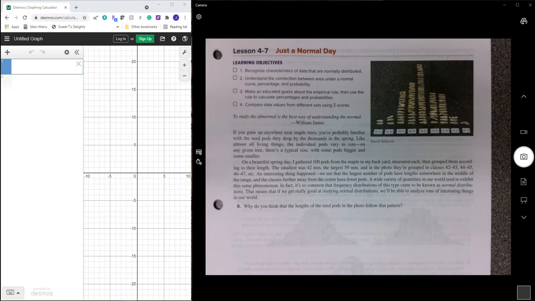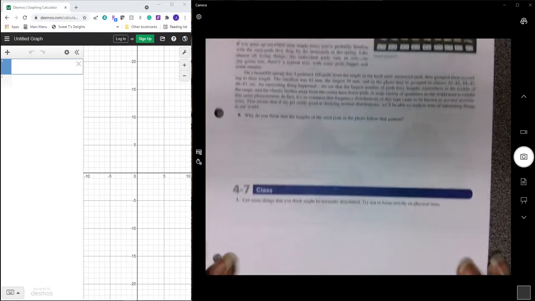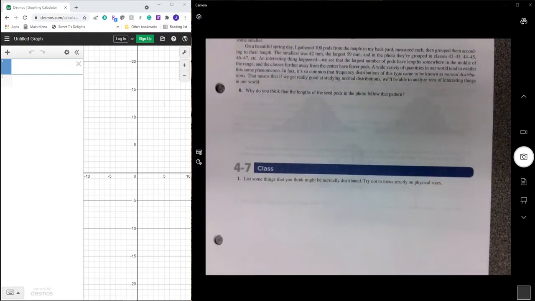A wide variety of quantities in our world tend to exhibit the same phenomenon. In fact, it's so common that frequency distributions of this type came to be known as normal distributions. That means that if we get really good at studying normal distributions, we'll be able to analyze tons of interesting things in our world. Okay, now we come here at the bottom.